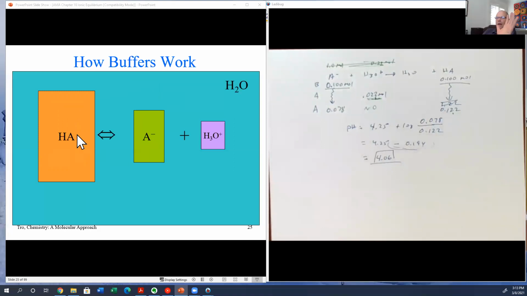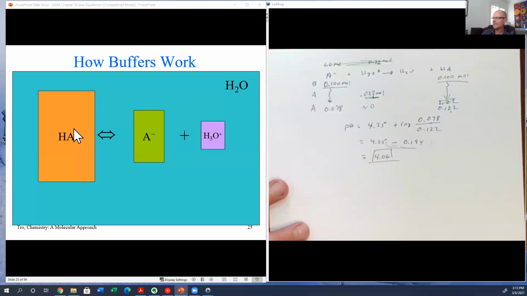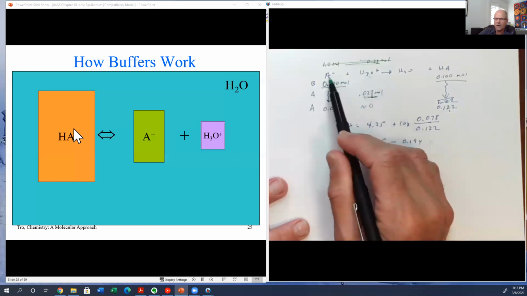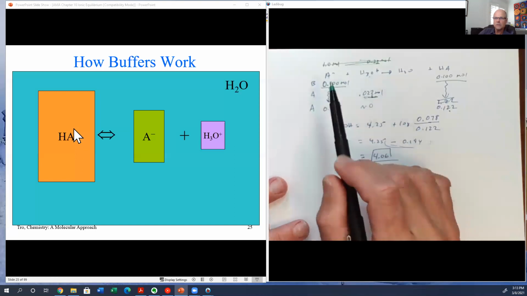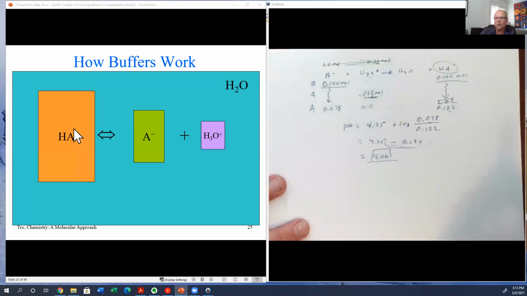I wouldn't think about it that way. I would think about it like this: you've added acid, and the acid reacts with the conjugate base. The result of that reaction is more of the acid. That's a better way to think about it, I think. Okay, got it. Thank you for clarifying.